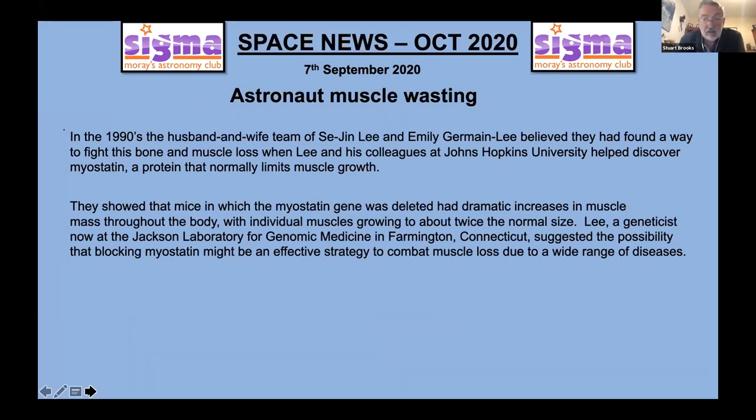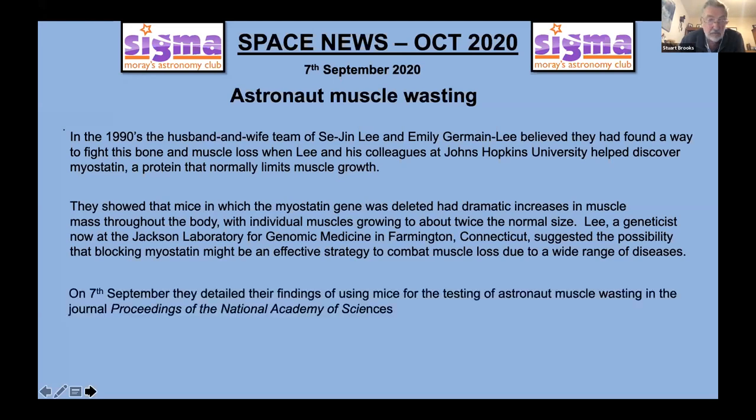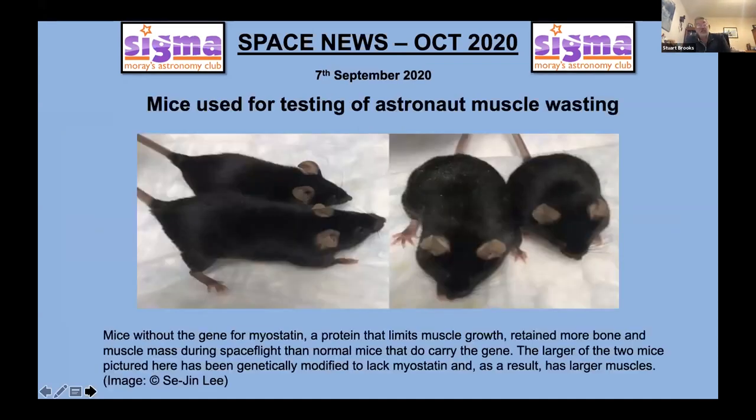Lee then went on to suggest the possibility that blocking myostatin might be an effective strategy to combat muscle loss due to a wide range of diseases. And they published their findings in the Proceedings of the National Academy of Sciences. Now here you see the mice. The larger mice are those without the myostatin, where it's been deleted, and you see how much they've grown compared to the normal mice, which are the smaller ones.